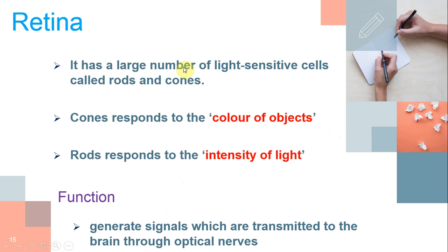It has a large number of sensitive cells called rods and cones. Cones are responsible for the color of objects, C for color, and rods respond to the intensity of light. Intensity of light means dimness and brightness of light. The function of the retina is to generate signals which are transmitted to the brain through the optic nerves.